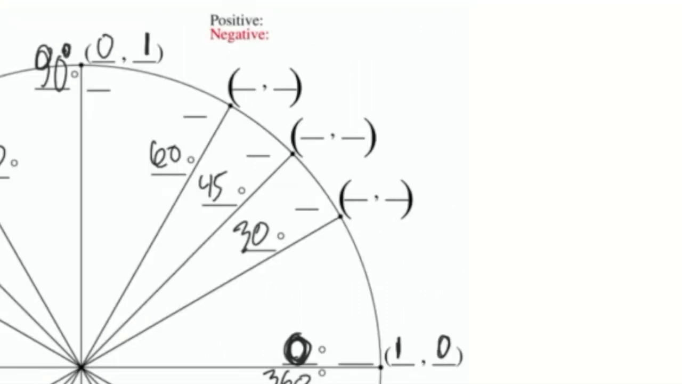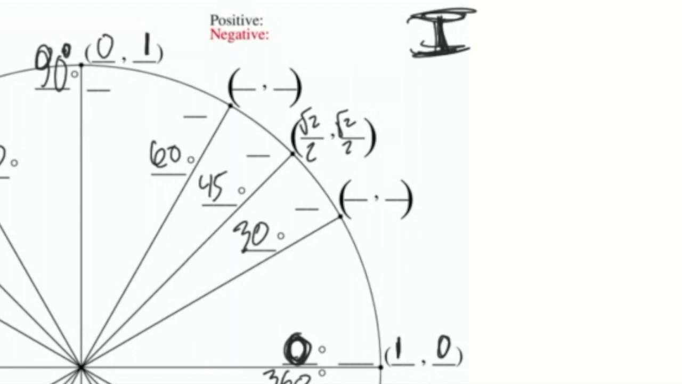Now, let's go back and fill in what we know. So we know quadrant 1. We already know this stuff. I start with the easy stuff: square root of 2 over 2, square root of 2 over 2. And I showed that earlier why that is, with the isosceles triangle.